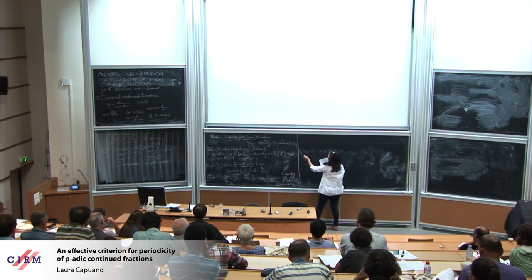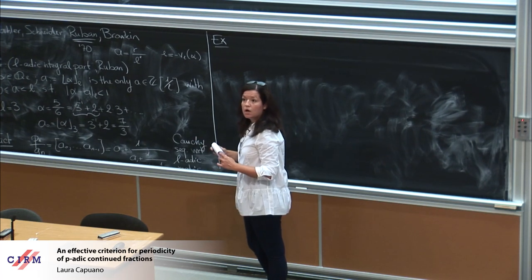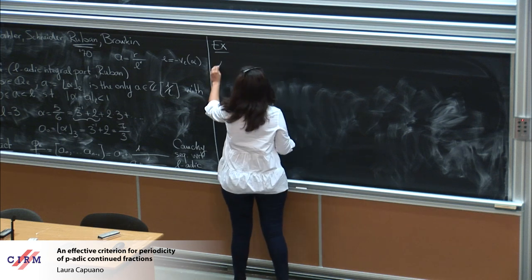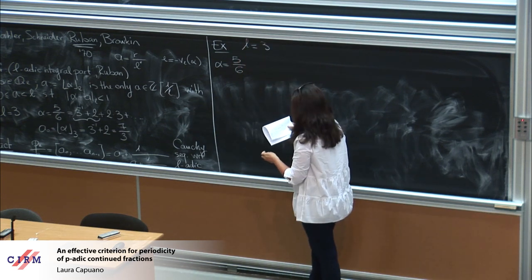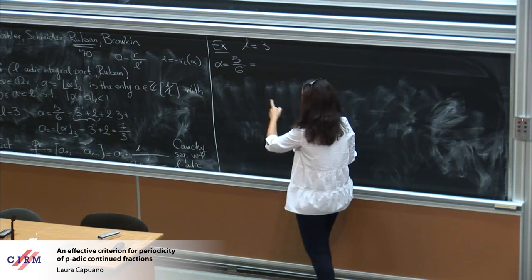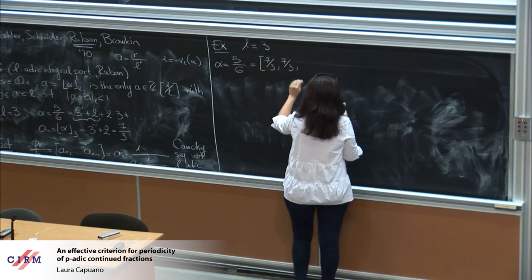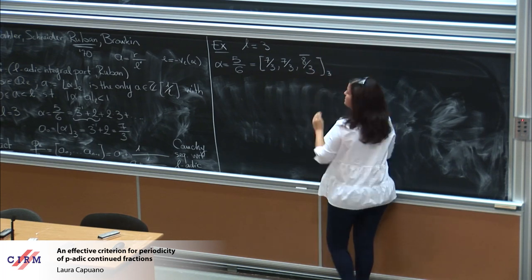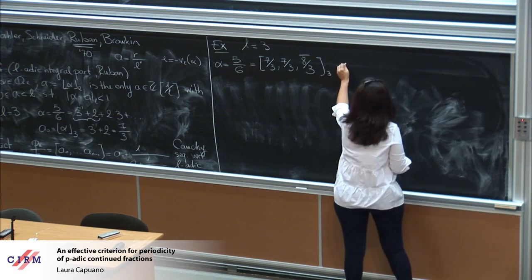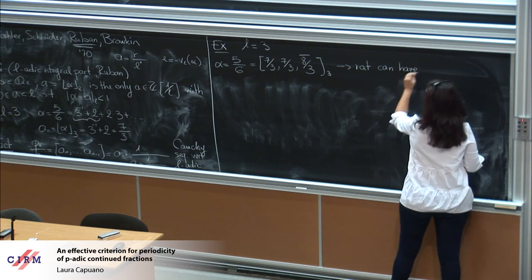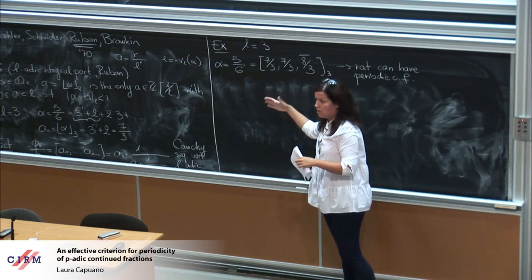Okay, so now to make some examples, just to show you some of the differences with the classical continued fraction. If we try to compute the continued fraction of 5 over 6, that was the number, in the case L is equal to 3, we see the first difference with the classical case: the continued fraction of this guy will be 7 over 3, 7 over 3, and then there is a periodic part, okay? So this means that rationals can have periodic continued fraction, while, of course, in the classical case, rationals always have finite continued fractions.